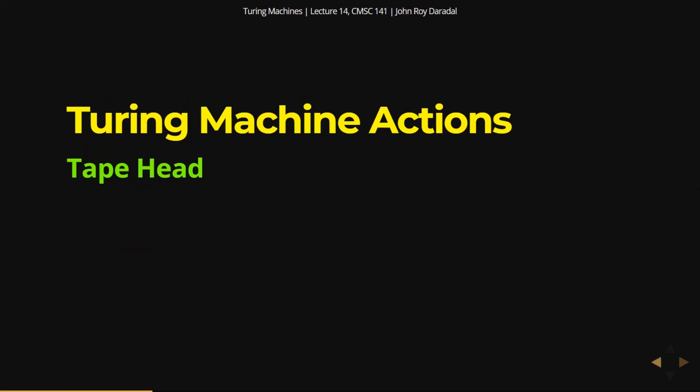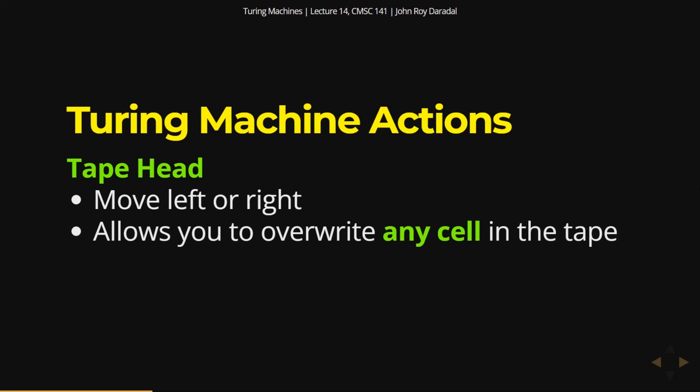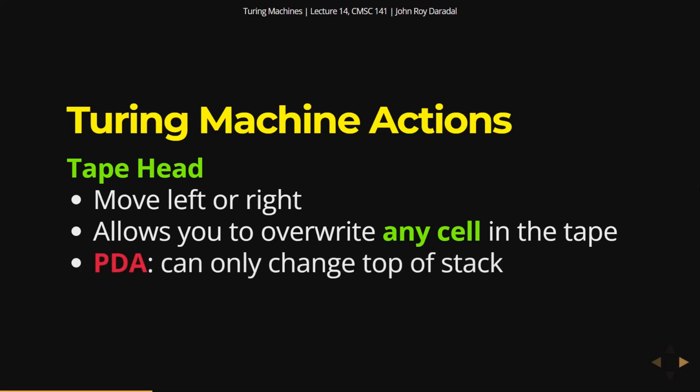Okay, next the tape head. What does the tape head do? The tape head will move to the left or move to the right. So you allow movement of the tape head so that it can point to a different cell to look at. This behavior allows you to overwrite any cell in the tape, because you can move the tape head so you can reach any cell in the tape, theoretically. Whereas, as I mentioned, the PDA can only change the top of the stack.